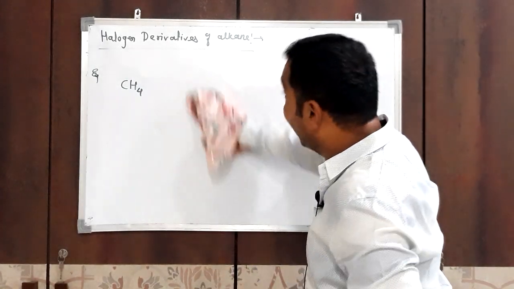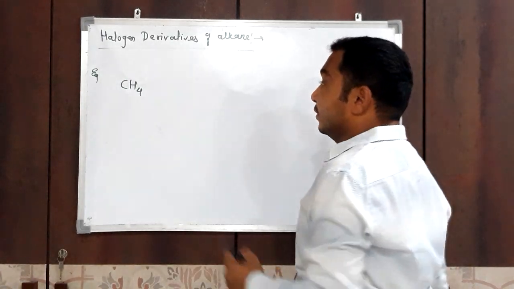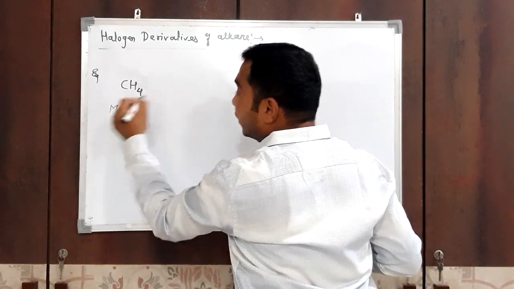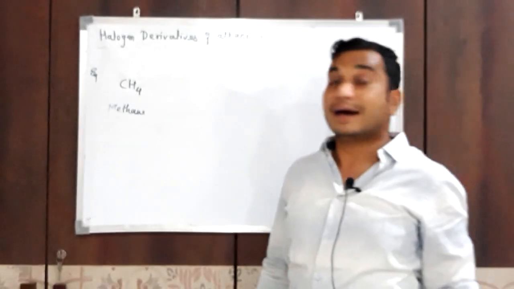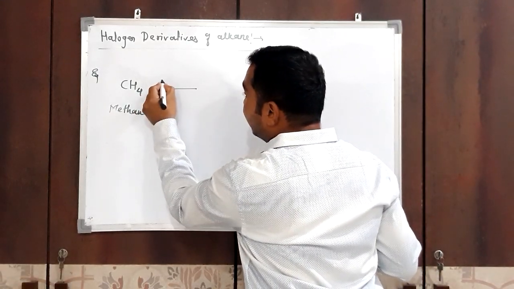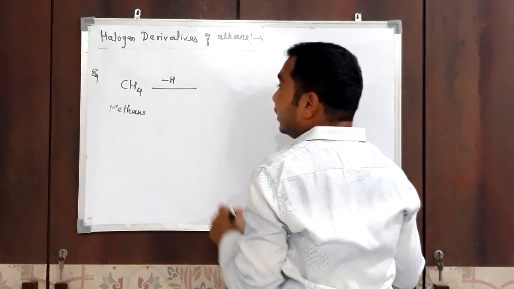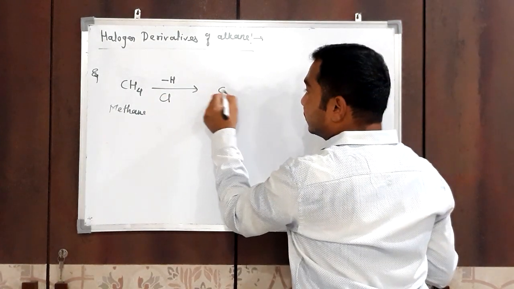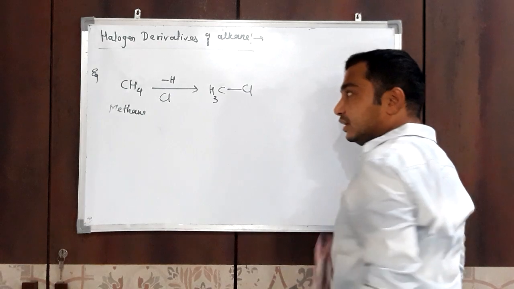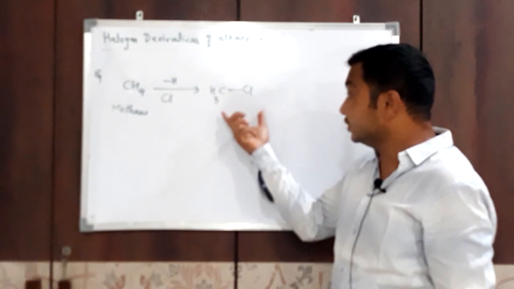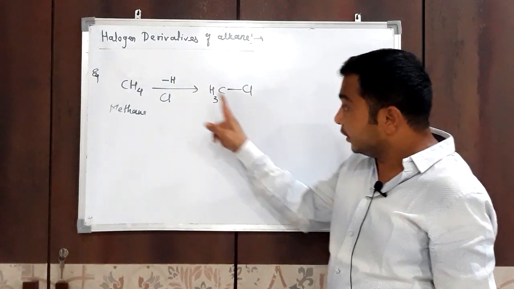Now, halogen derivative of alkane means what? See, consider any alkane, for example methane. This methane contains 4 hydrogen atoms and 1 carbon atom. These 4 hydrogen atoms are attached to the carbon atom and all are exactly identical. Now, what will I do? I am going to replace 1 hydrogen atom from this methane by any halogen atom, for example chlorine atom. Then what do we get? CH3Cl. Then this new compound CH3Cl, known as methyl chloride, is obtained from methane.